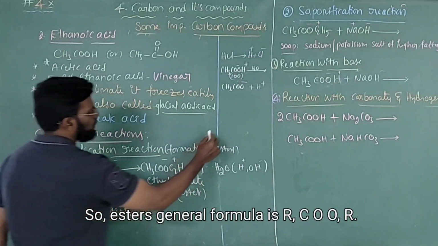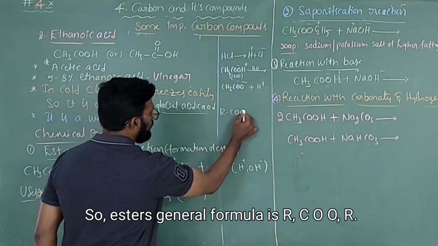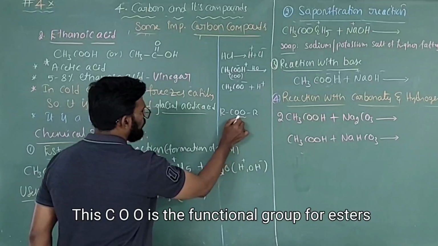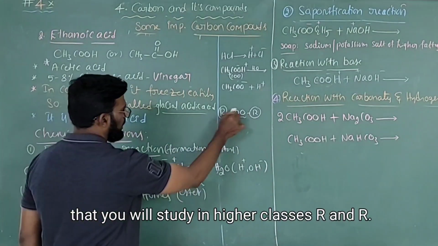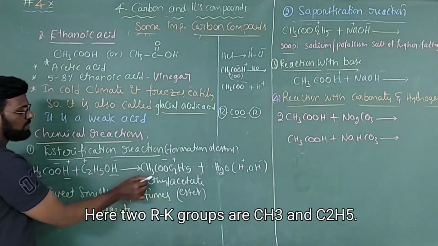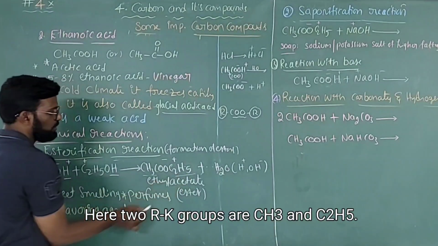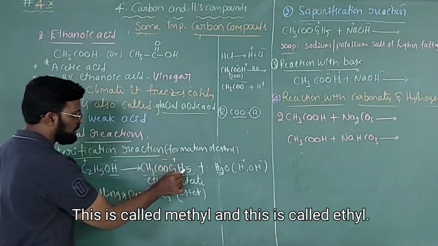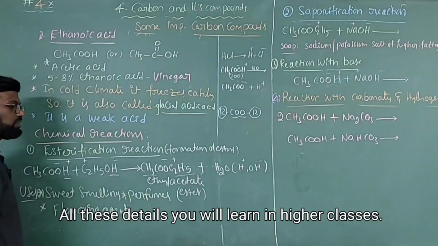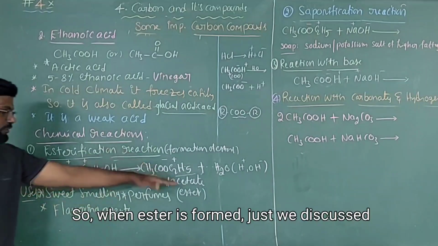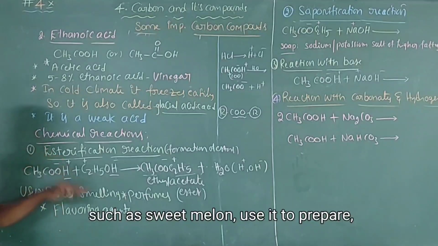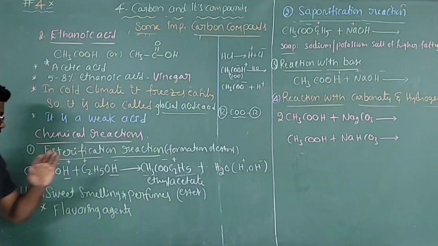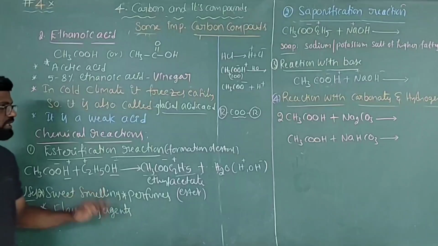The ester's general formula is RCOOR. This COO is the functional group for esters that you will study in higher classes. Here the two alkyl groups are CH3, called methyl, and C2H5, called ethyl. All these details you will learn in higher classes. So when an ester is formed, as we discussed, esters are sweet smelling, used to prepare perfumes and flavoring agents.